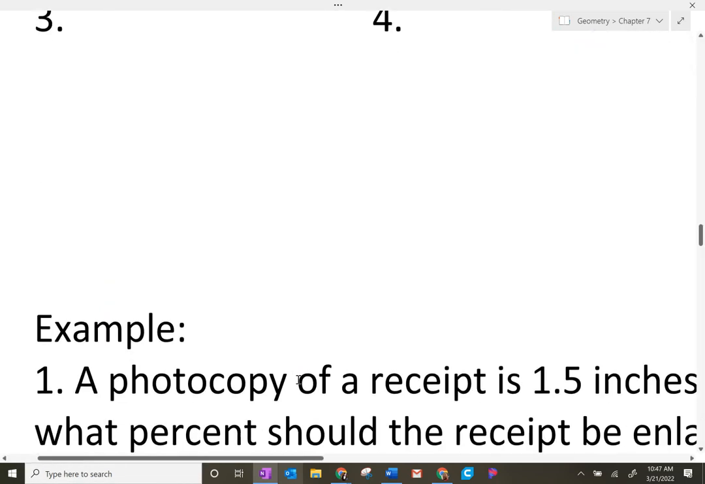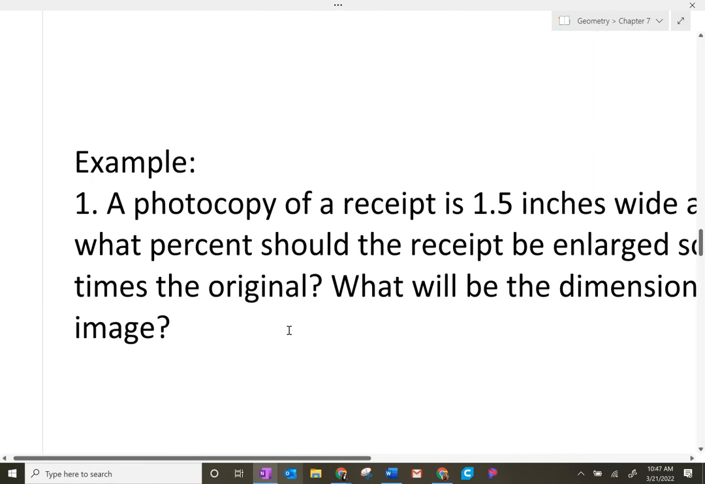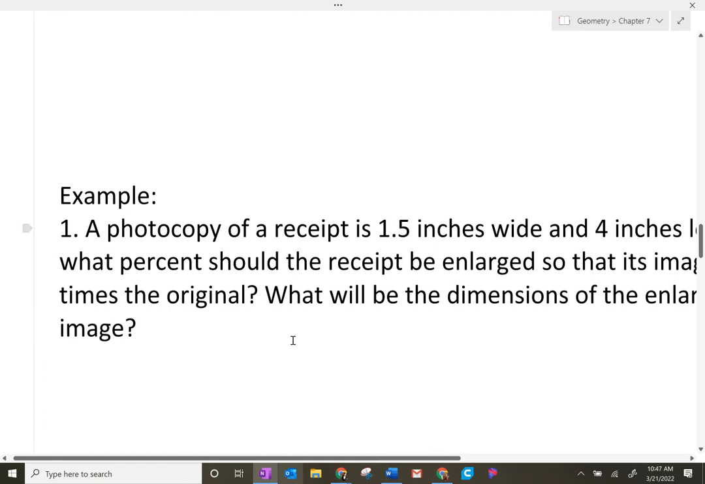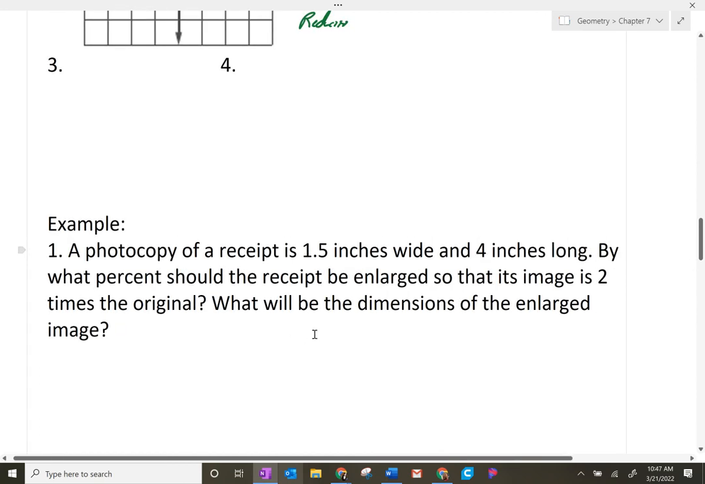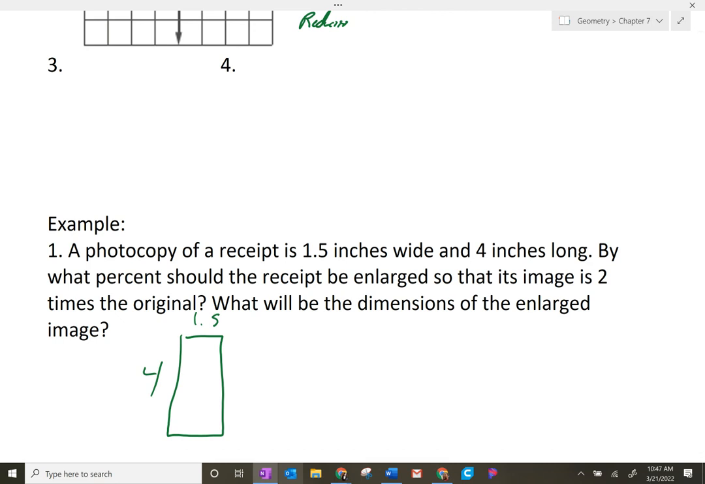And this one seems scary, but it's not bad at all. It says a photocopy of a receipt is 1.5 inches wide and 4 inches long. So I'm going to make myself a nice little shape that I can just visually see. It is 1.5 inches wide, 4 inches long. By what percent should the receipt be enlarged so that the image is 2 times the original?